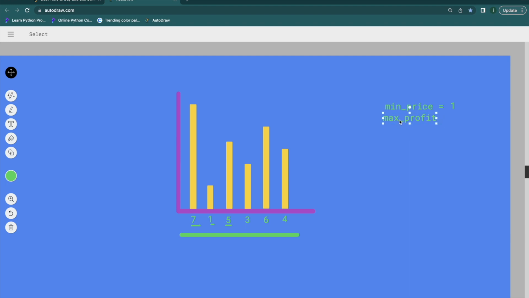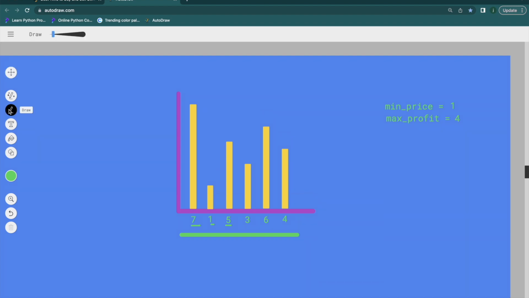Okay, the max profit will be, the current one will be 4. The reason being, we've already bought the stock at 1. Now you're selling it at 5, right? 5 is not less than the minimum price, so you are already at a profit. So what will happen if you sell it? That will be, the max profit will be 4.